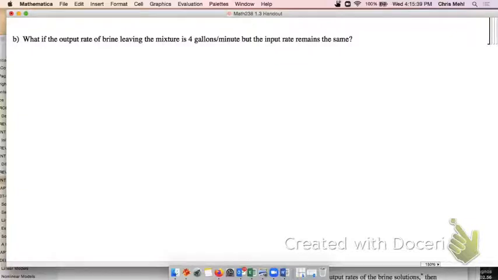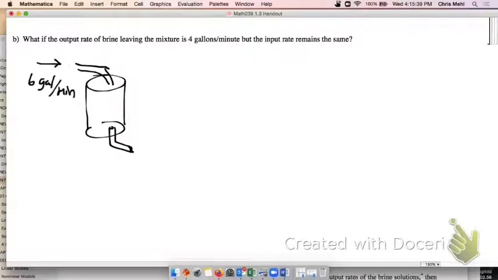So let's draw another picture again. You've got this tank. You've got a tube for exiting solution, and a tube coming in. What's the only difference now? You still have 6 gallons per minute coming in, but this time it's leaving at 4 gallons per minute.